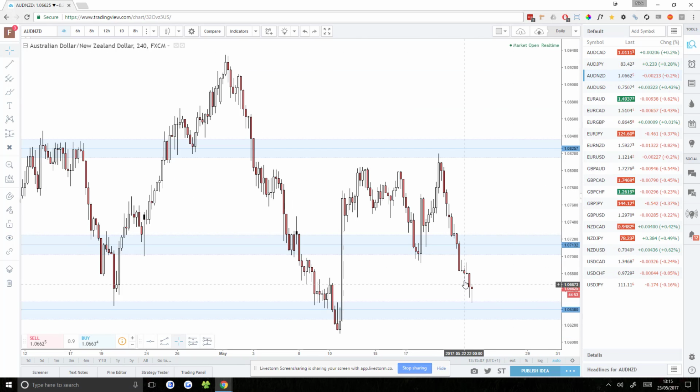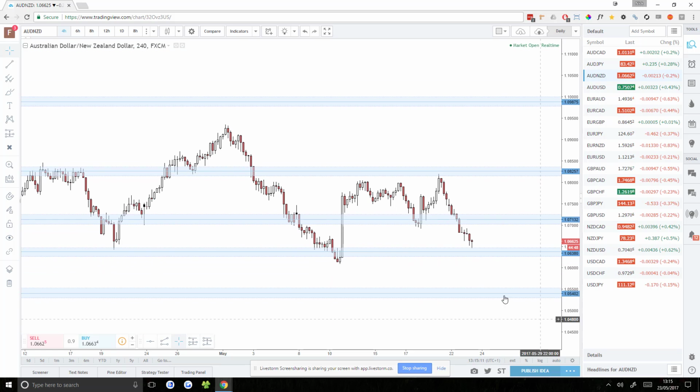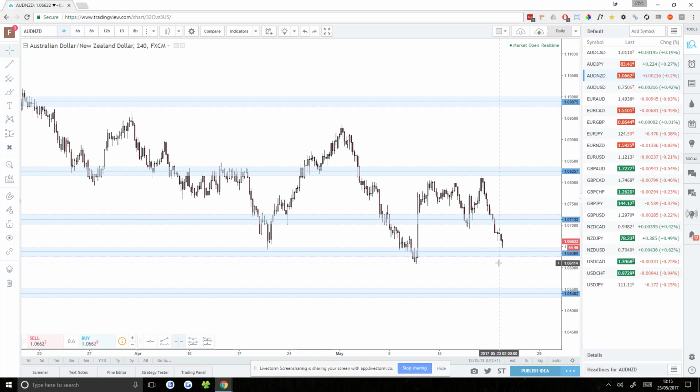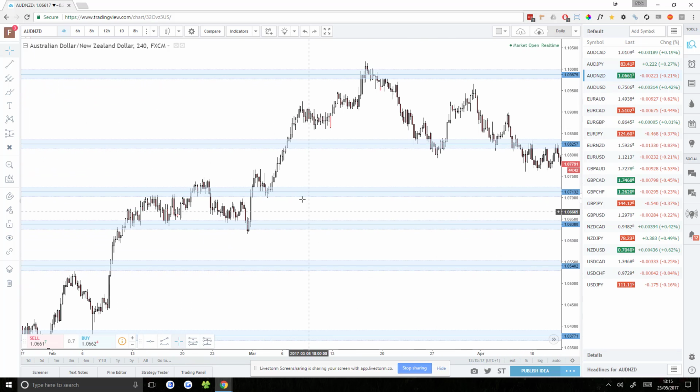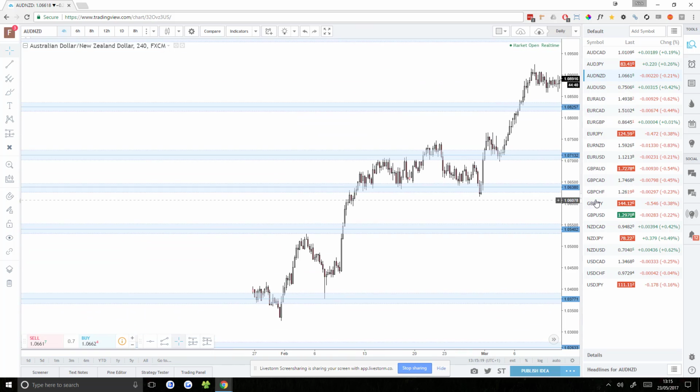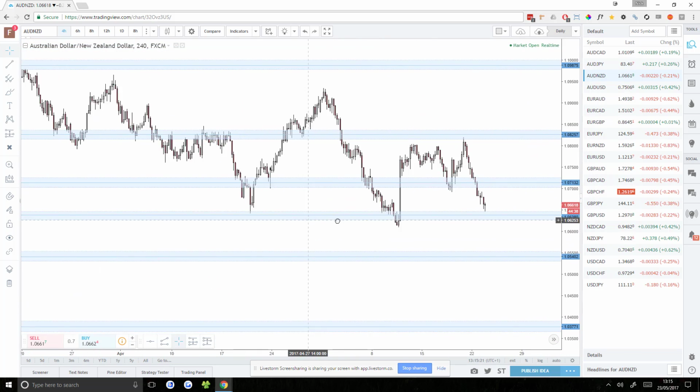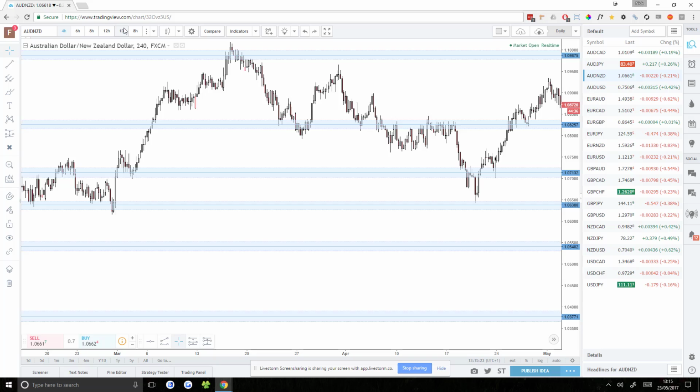AUD New Zealand, what's going on with AUD New Zealand? It is headed towards this major support area. This is a strong support area for AUD New Zealand, the 1.0640 or around that area. Pretty strong support area, very strong support area.